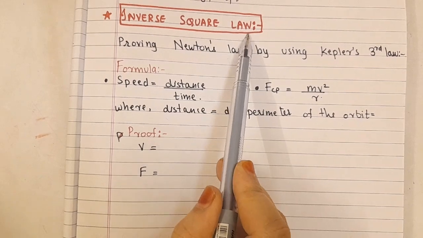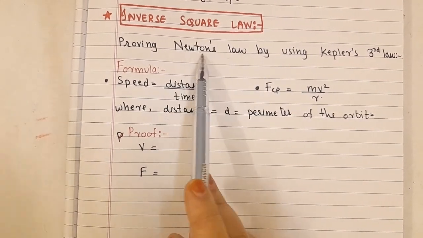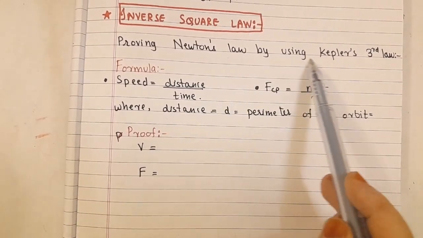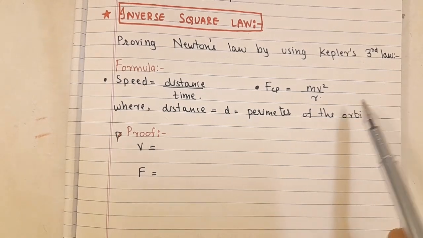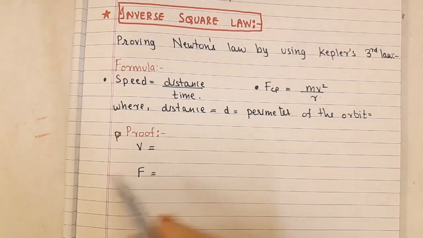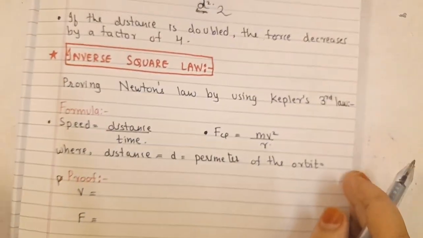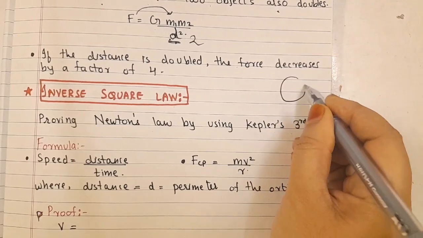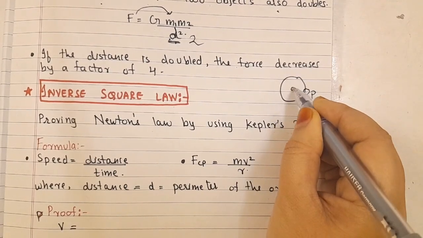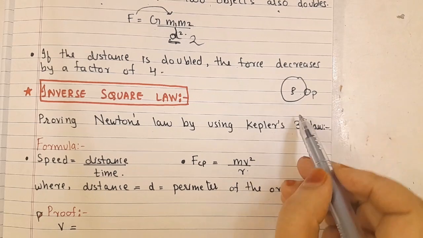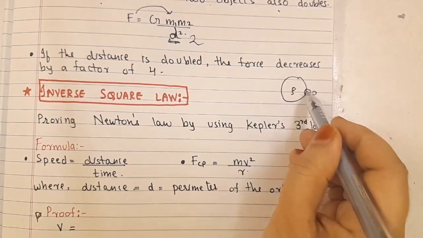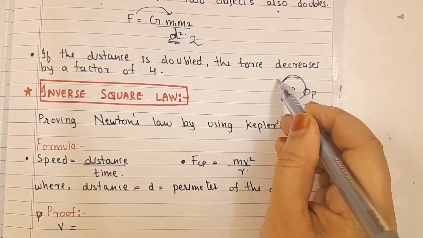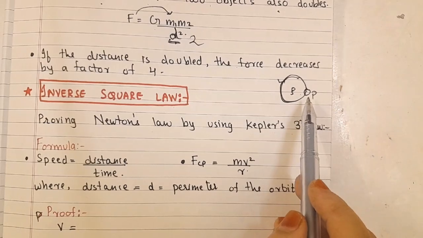Inverse square law. This is a law which is proven by Newton by using Kepler's third law. Okay, now what is this law? So student, if a planet is revolving, here I am drawing a diagram. This is a planet, and it is revolving around the sun in a circular orbit, in a uniform circular motion.